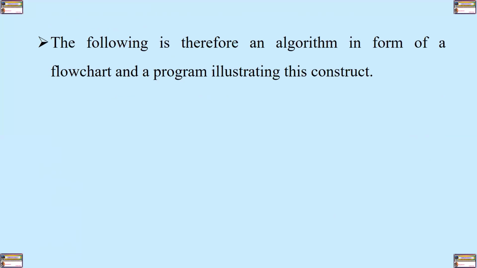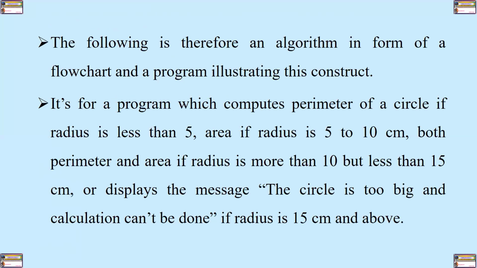So here's an example. The following is an algorithm in form of a flowchart and a program illustrating this construct. It is for a program which computes perimeter of a circle if radius is less than 5, area of a circle if radius is between 5 and 10 centimeters, or computes both perimeter and area if radius is more than 10, but not more than 15. Otherwise, if a radius has been entered which is more than 15, the message to be displayed should be, the circle is too big and the calculation can't be done.